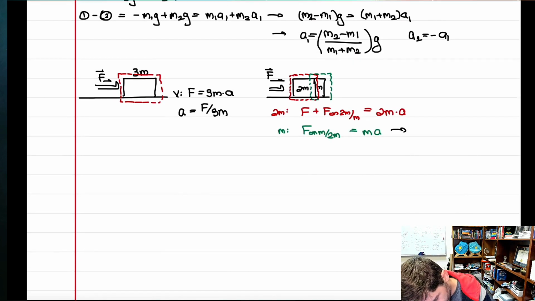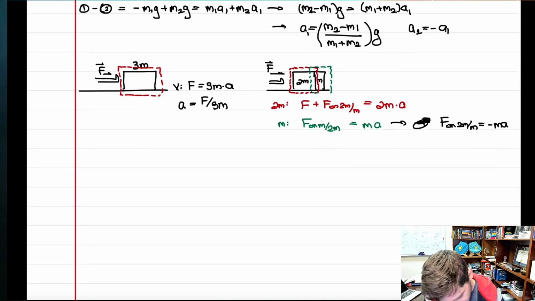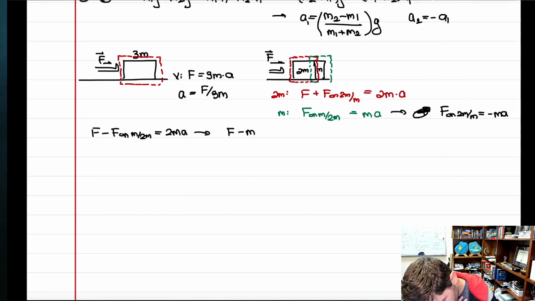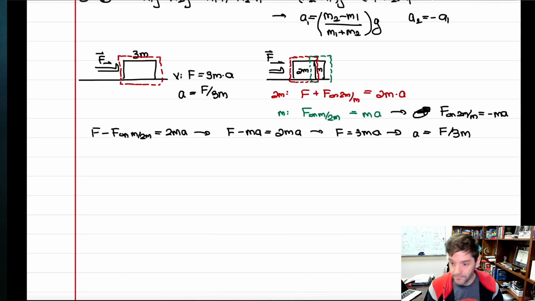Of course, this implies that the force on 2m from m is going to be negative the force on m from 2m, which is negative m times a, by Newton's third law. And so the top expression becomes F minus the force on m from 2m equals 2ma, or that is F minus ma equals 2ma, or that says F equals 3ma, or that a as a result is F divided by 3m.